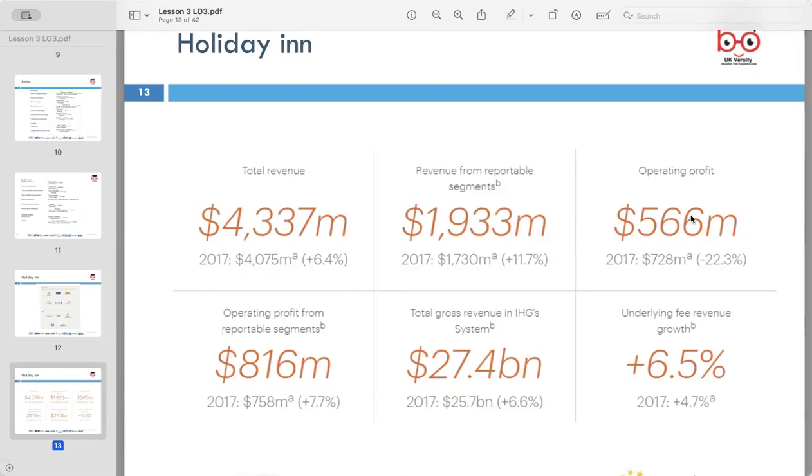Then operating profit, $566 million, which represents a decrease of 22.3% compared to the previous year. And finally, underlying fee revenue growth was reported at 6.5%, an improvement compared to the previous year's growth rate of 4.7%. These financial figures provide a snapshot of Holiday Inn's performance in terms of revenue generation, profitability, and contribution to the overall performance of InterContinental Hotels.